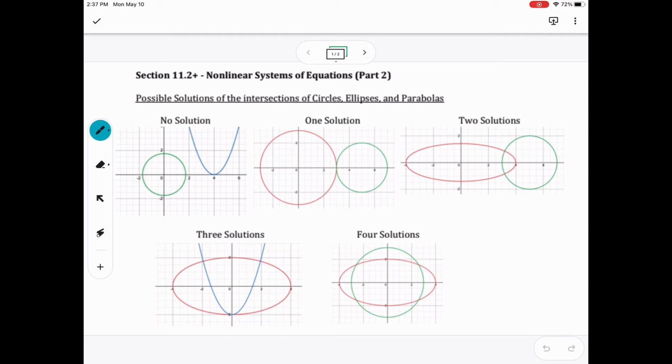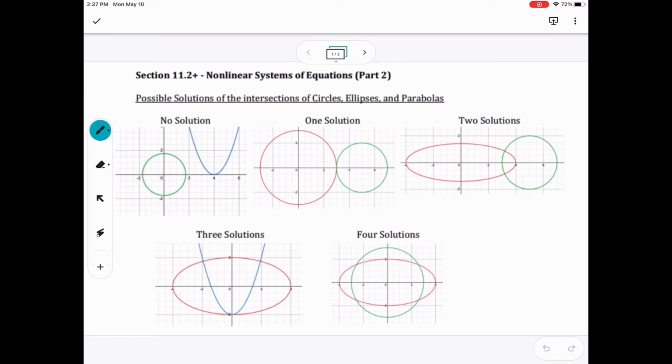For part 2, we're talking about the possible solutions of circles, ellipses, and parabolas. Because these cover more space, there's more possibilities. So you could have no solution. You could have one solution where they're meeting or touching at one point. You could have two solutions.